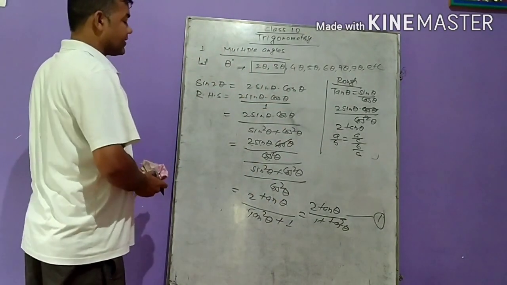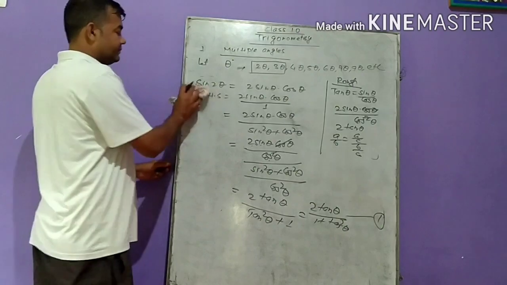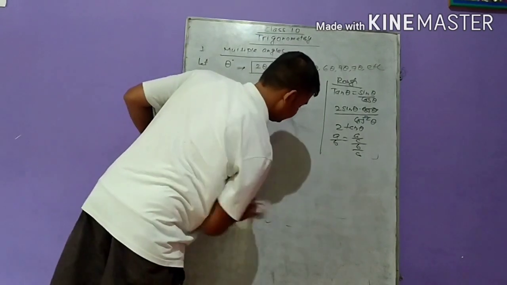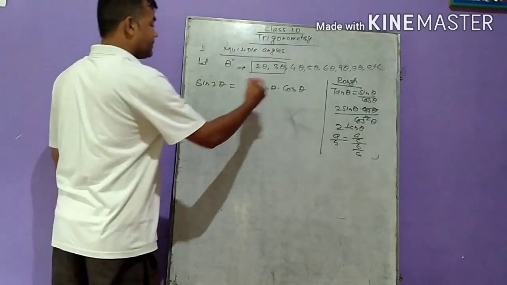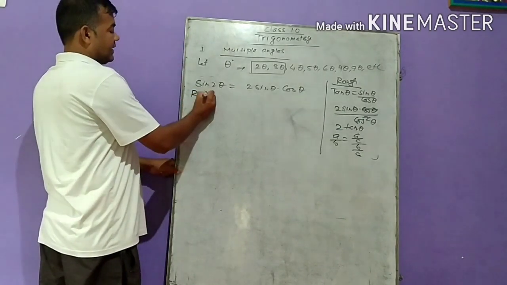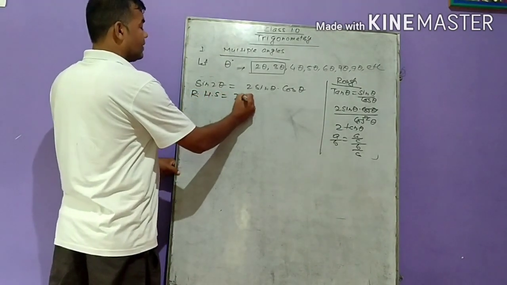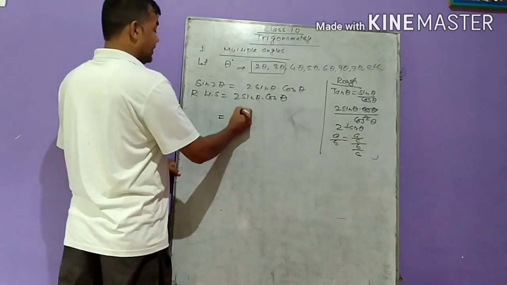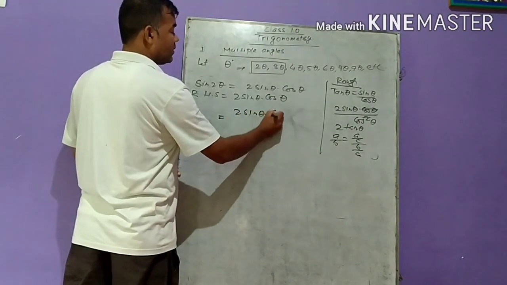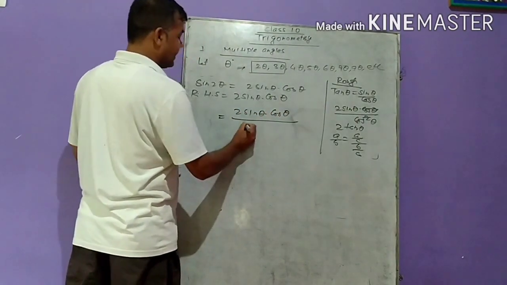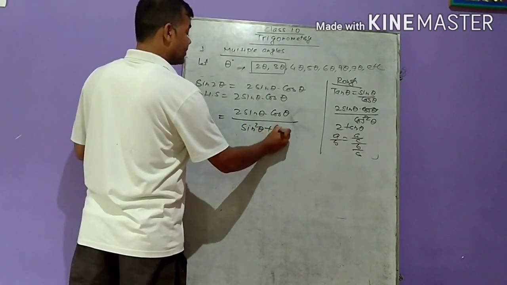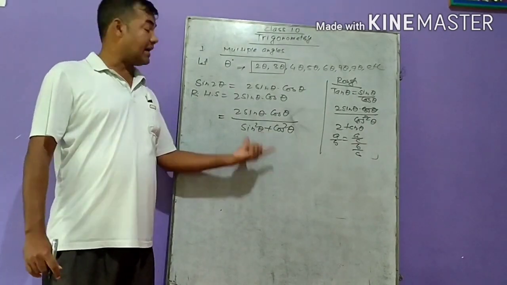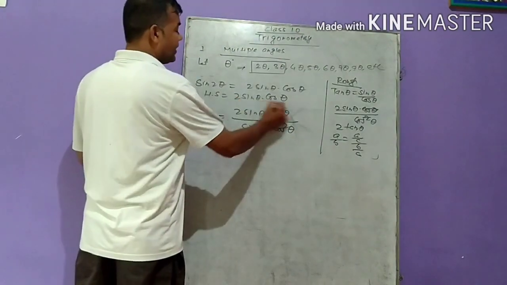Now let's transform the same relation into cot theta. To transform into cot theta, again we have to consider what? The RHS. Our RHS is what? 2 sin theta into cos theta. So again we can write the same relation, 2 sin theta into cos theta, over sin square theta plus cos square theta. Why have I written here sin square theta plus cos square theta? I think you understood it, because in the denominator here is 1.